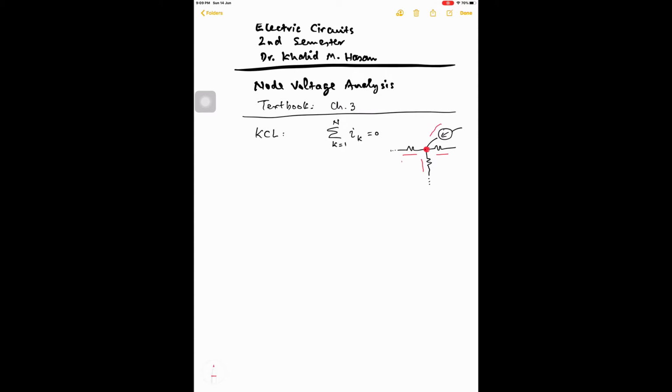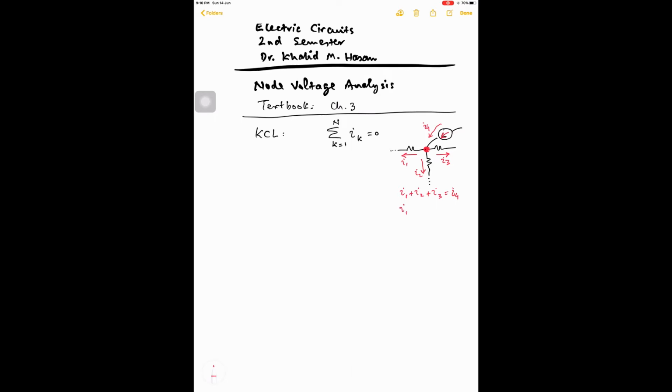So let us call it I1, this is I2, this is I3, and this is I4. As indicated in this current source, the direction is shown. We can assume that I3 is flowing away from the node, I2 is flowing away from the node, I1 is flowing away from the node. Algebraic sum means sum of all the currents flowing away from the node is equal to sum of all the currents coming towards the node. So this is the Kirchhoff current law.